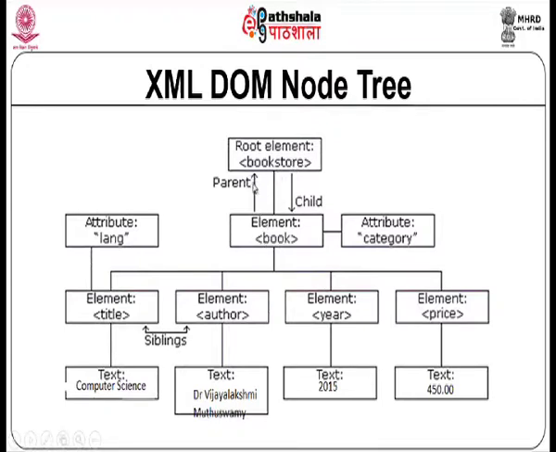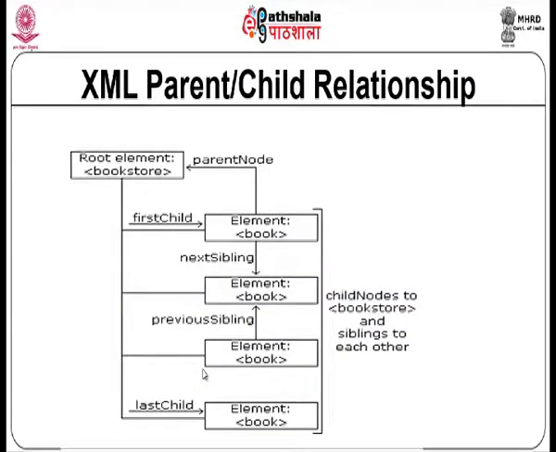Now, looking into this DOM tree, you can see that the root element is the bookstore, and for the book element the root bookstore is the parent element, and for the bookstore element this book element is a child element, and it has the attribute category. For the book element, the title, author, year, and price are all children, and this title has an attribute language. Each of the title, author, year, or price elements has text. So, text is also considered a node. Everything you see in your XML document is called a node.